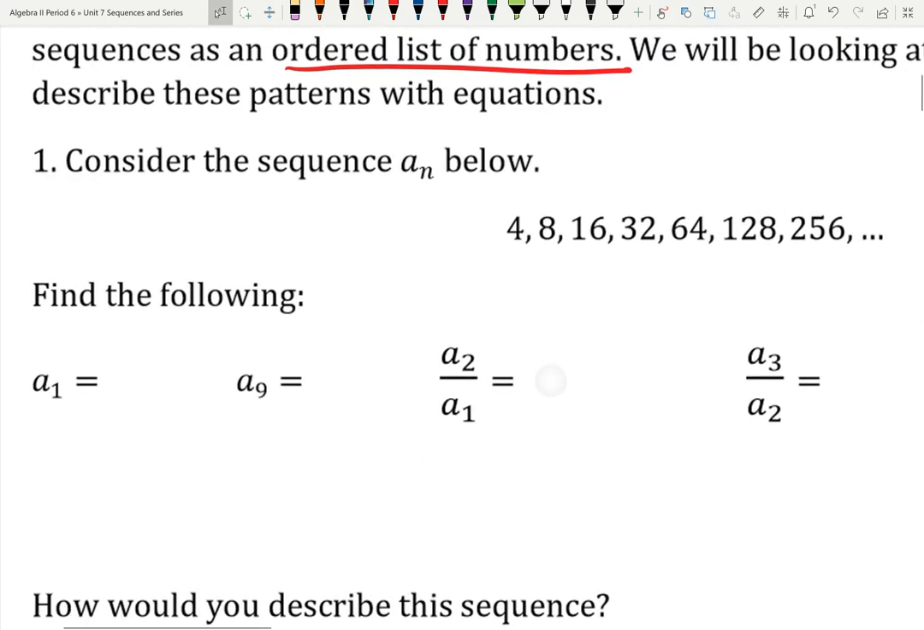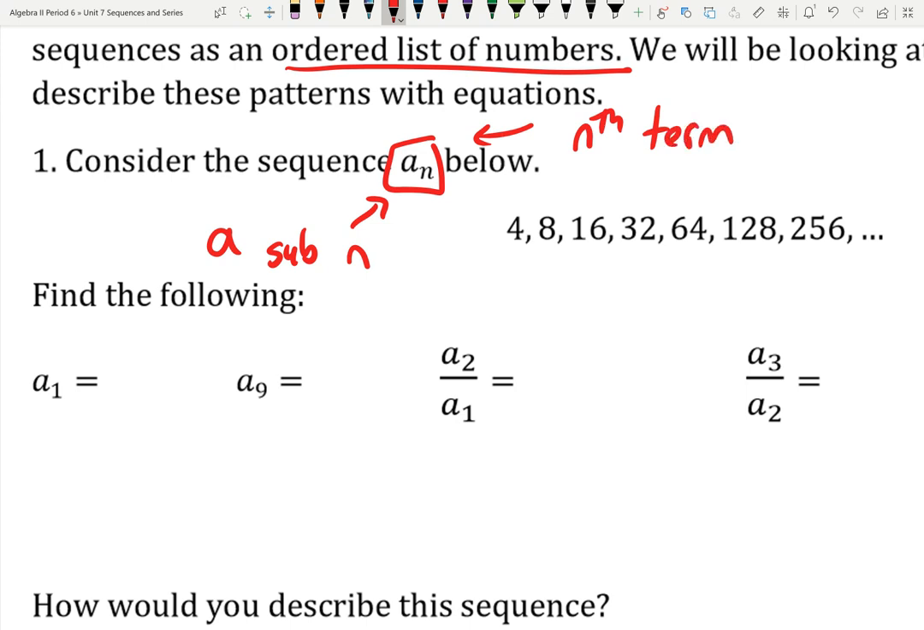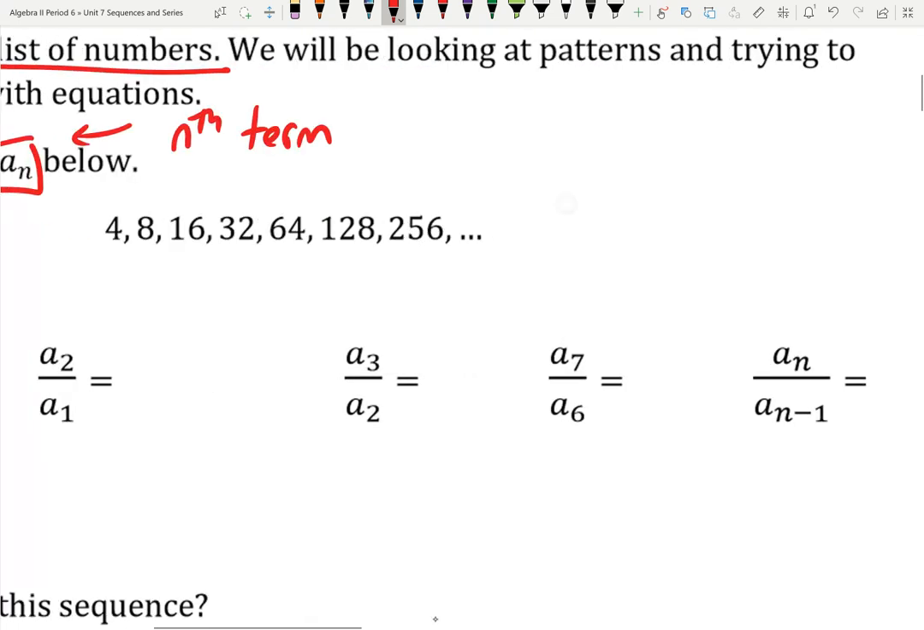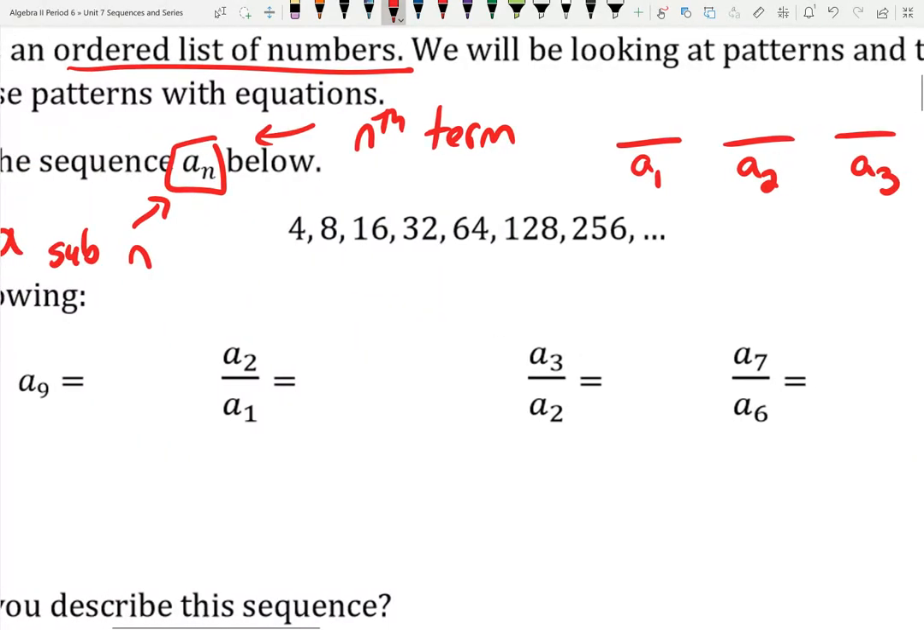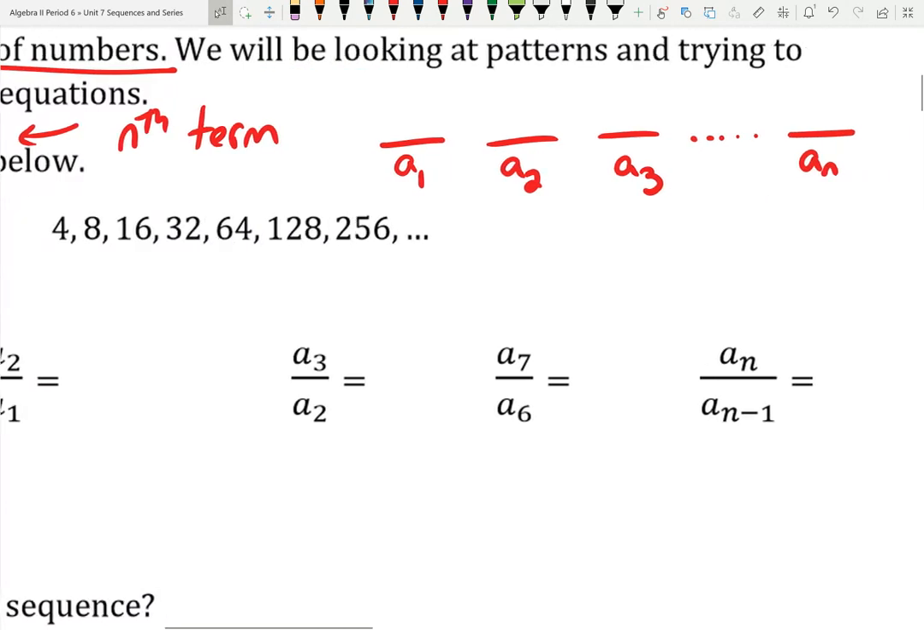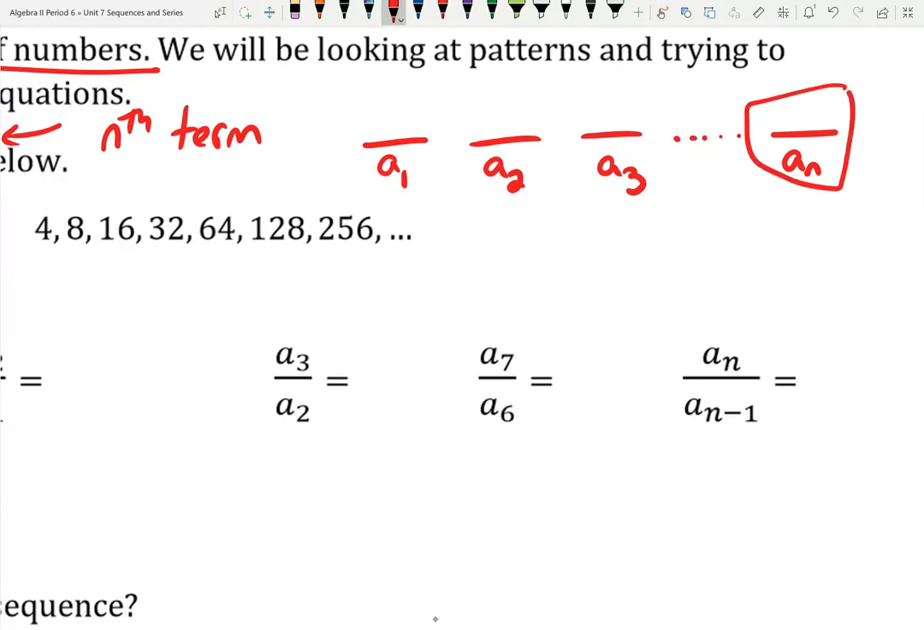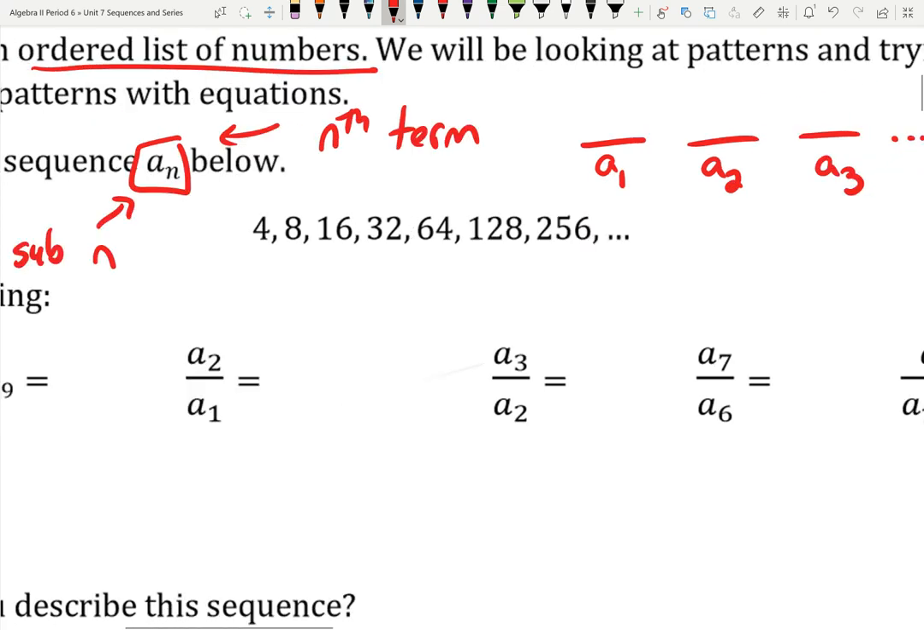So consider the sequence A sub n. This is A with a subscript n. And what this represents is the nth term. So if I have the first term, the second term, the third term, the fourth term, the nth term is somewhere out there. So here's the first term, the second term, the third term. I don't know where it is, but here's the nth term. That's what I mean when I say A sub n, the nth term. Somewhere out there in the list, I'm in seat number n. Seat number 1, seat number 2, seat number 3. Over here is seat number n.